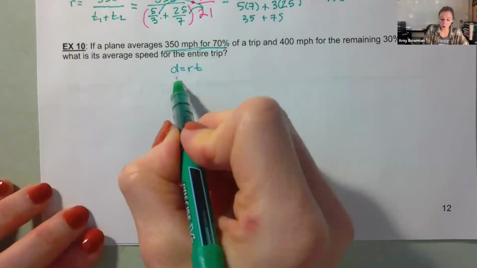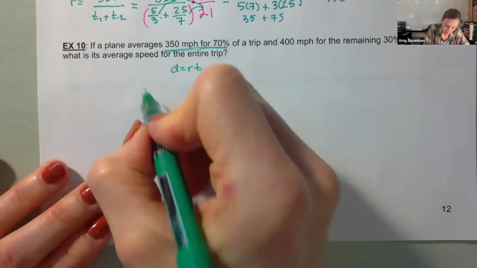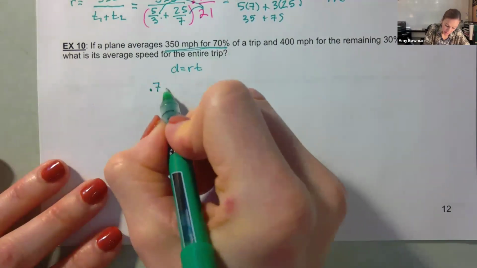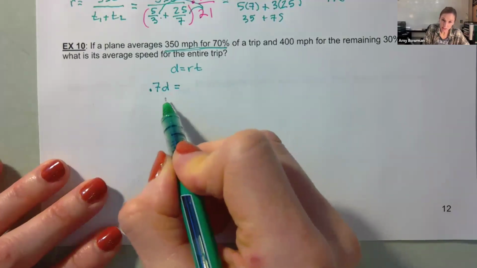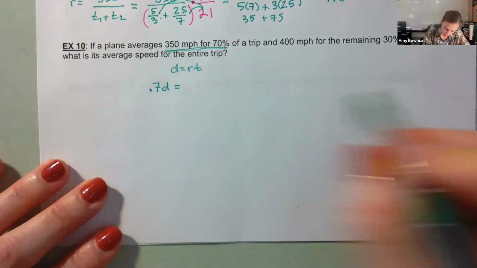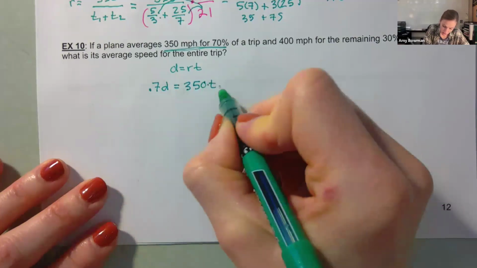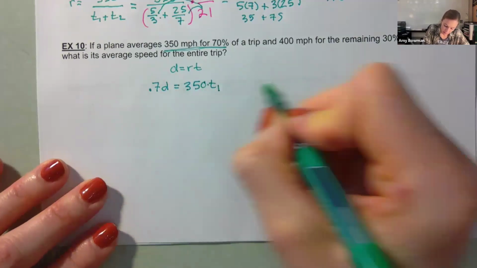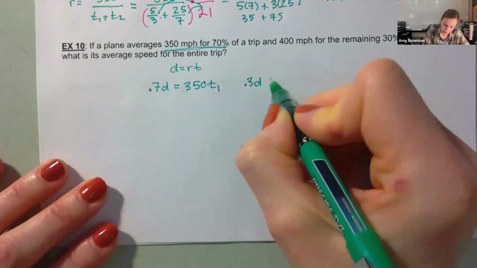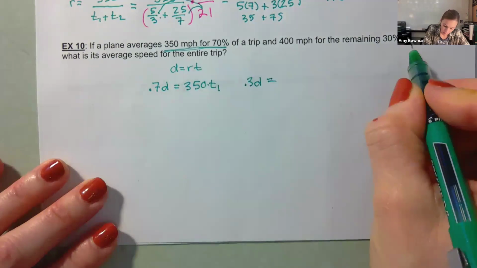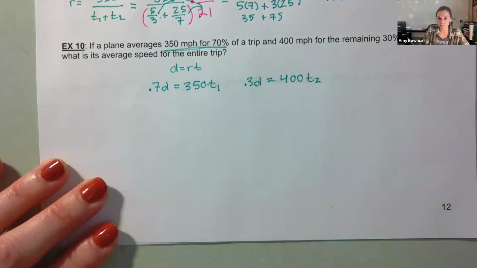So for the first 70% of the trip, what's our distance? Let's say the whole trip all together is D, then the first 70% of that is just 0.7 times D. For that 70% of the trip distance, you averaged 350 miles an hour for some unknown amount of time, T1. The second 30% of the trip, so 0.3 of the distance in total, was traveled at 400 miles an hour for some other unknown amount of time, T2.